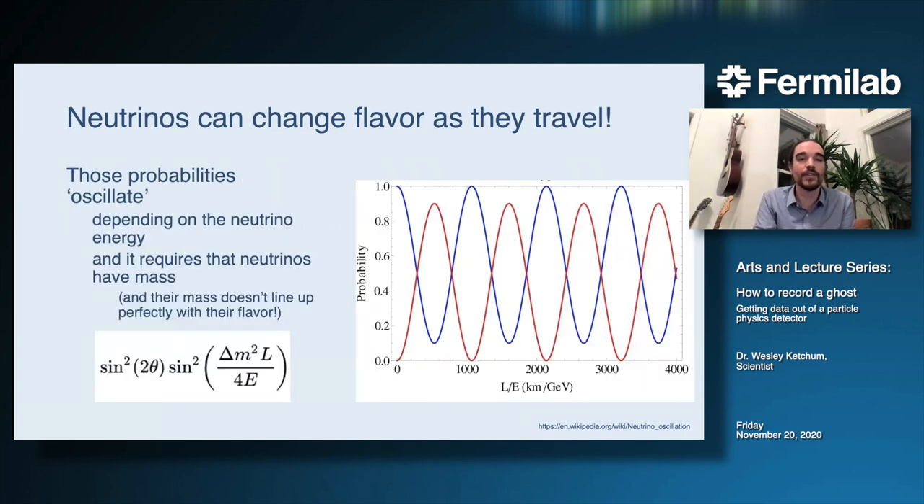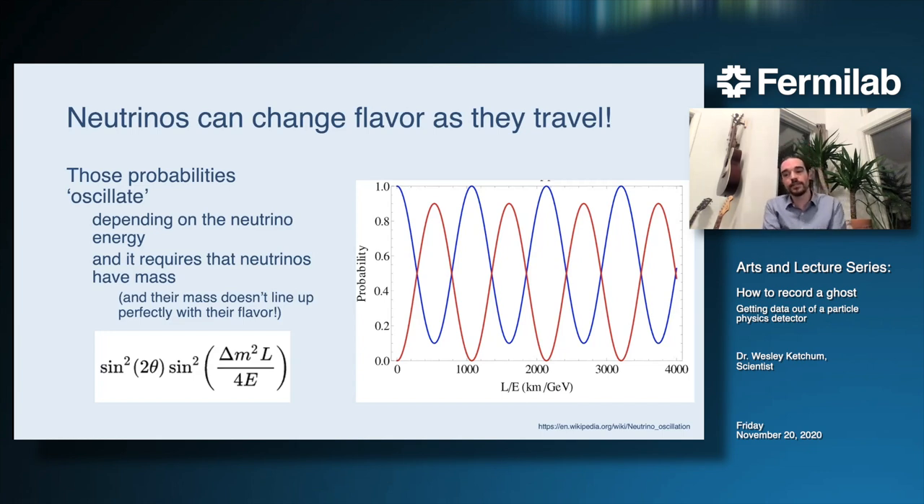And so this sort of oscillating behavior in the probability, when you start with a muon neutrino of one type and one flavor, what's the likelihood that you'll detect it as a different type if you're some distance away from it, is what we call neutrino oscillation.